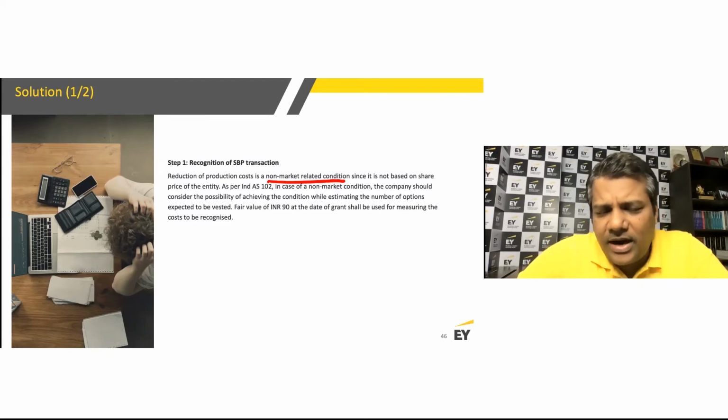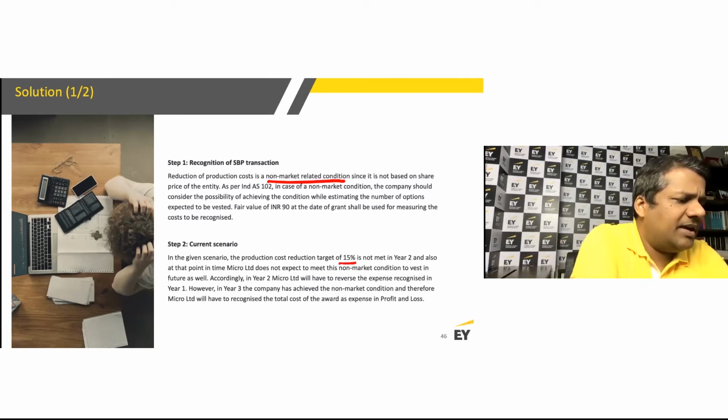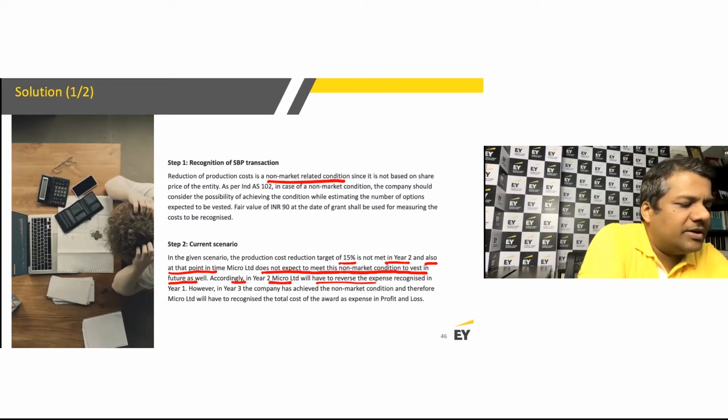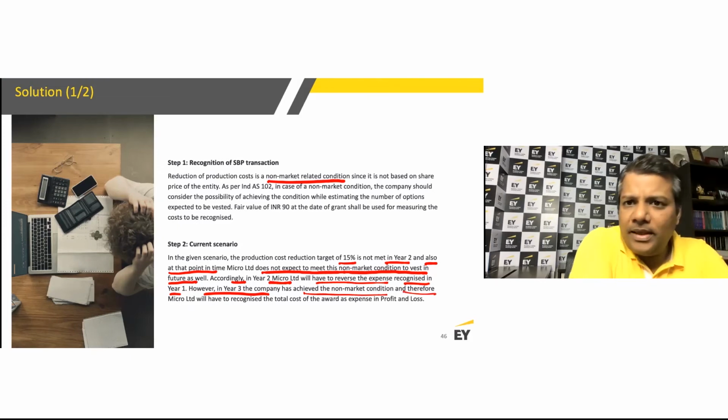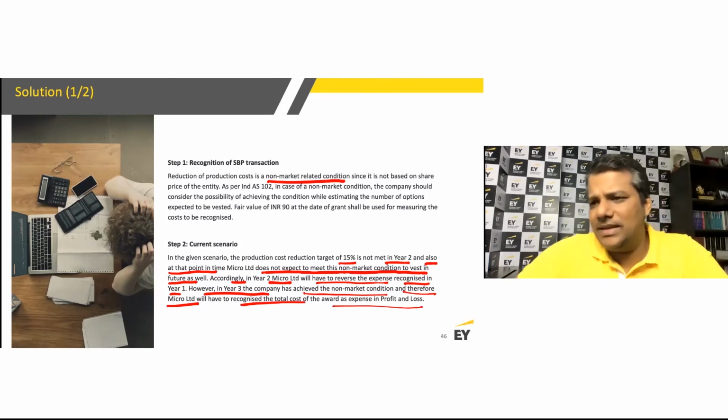So on the date of grant, you fix the cost, right? So 10,000 into 90, okay? So in the given scenario, the production cost target of 15% is not met in year 2. And also at that point in time, Micro Limited does not expect to meet this non-market condition to vest in future as well. Accordingly, in year 2, Micro will have to reverse the expense recognized in year 1. However, in year 3, the company has achieved the non-market condition, and therefore, Micro Limited will have to recognize the total cost of the award as an expense in profit and loss.